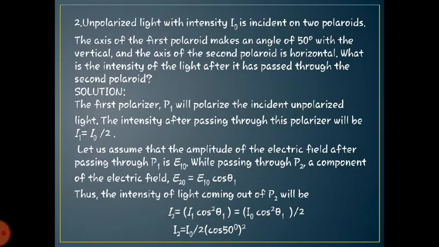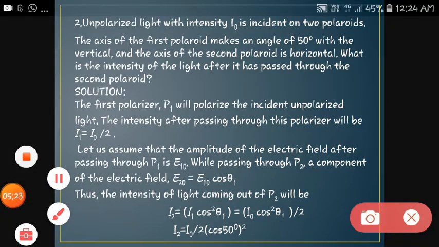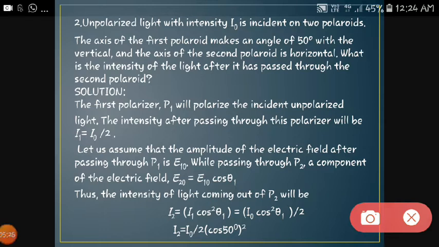Here is the second one. The same theory we are going to apply, but in a very simple way. Unpolarized light with intensity I0 is incident on two Polaroids. The axis of the first Polaroid is here, and the angle is given. This is very simple. Only two Polaroids are used, and the angle made is 50 degrees with the vertical and with the horizontal. So the angle is fixed at 50, and we can put the value of the angle in that equation of cos.